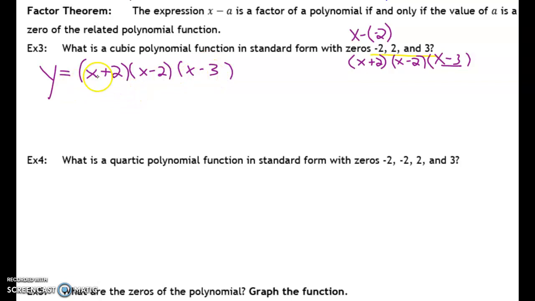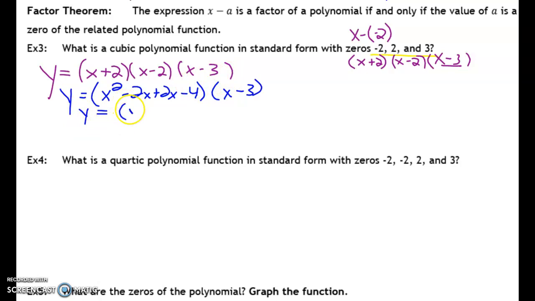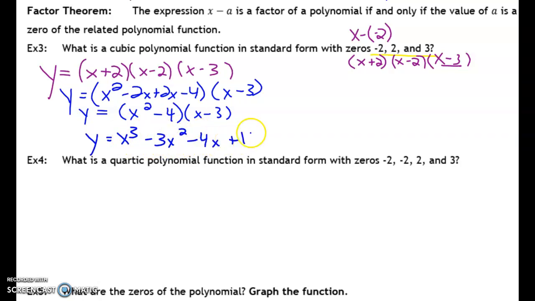All right, so we can FOIL the first 2 out. So first, outside, inside, last, we get x squared, outside minus 2x, inside plus 2x, and last minus 4. We haven't messed with that third factor yet. Okay, notice the minus 2x and plus 2x can cancel. And now we've got 2 binomials again, so just do it again. So we've got first, outside, inside, and last. And now we wrote the big equation.